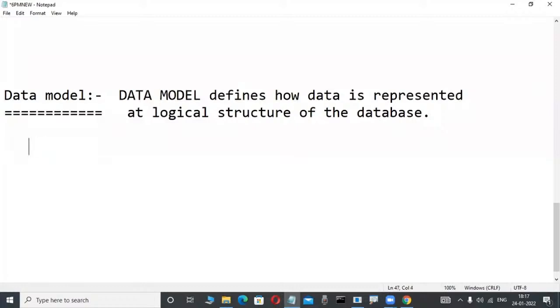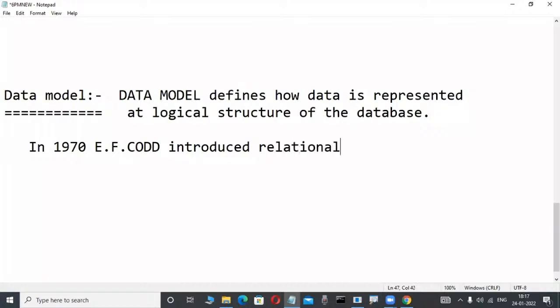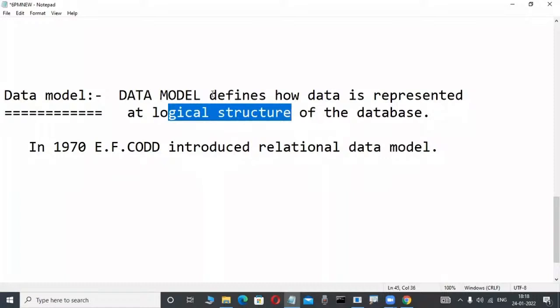And now concentrate here. Suppose from 1970 onwards this data model is there. Where Oracle comes in, we will learn next. First, just roughly observe here. In 1970, E. F. Codd, don't write anything, just observe some new terminology, introduced the relational data model. He is a mathematician working at IBM in those days. So in 1970, E. F. Codd introduced the relational data model. What does relational data model mean? What is the logic in a logical structure? How is data represented?